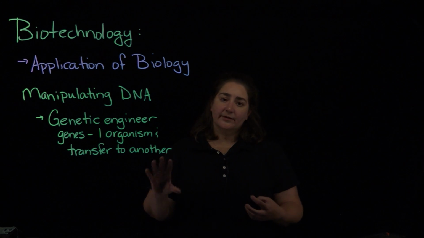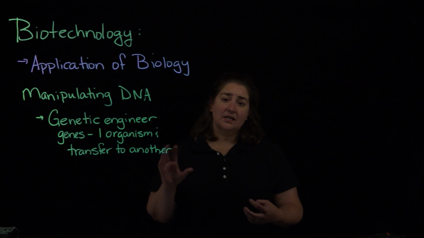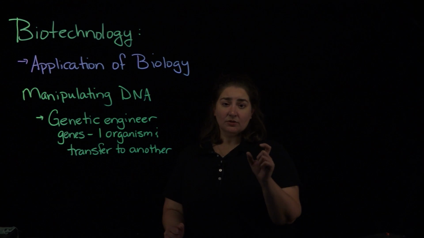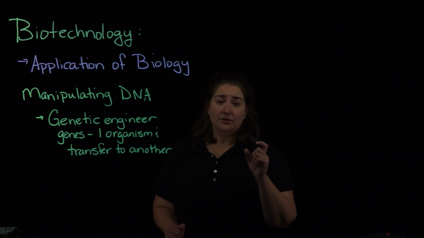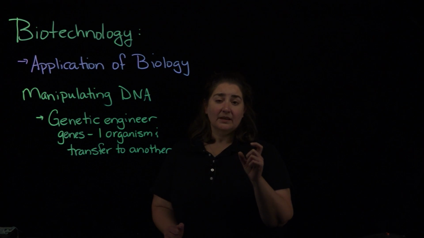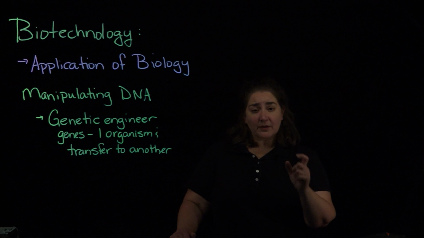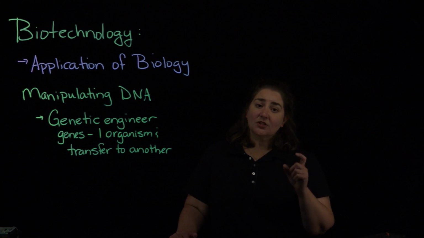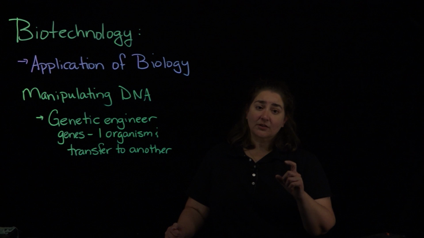So what they're able to do now is they have taken the human gene for insulin, inserted it into a bacterial plasmid, so a short bit of bacterial DNA, and then they transfer that plasmid to a bacterial cell and essentially use the bacteria as a factory for making insulin.